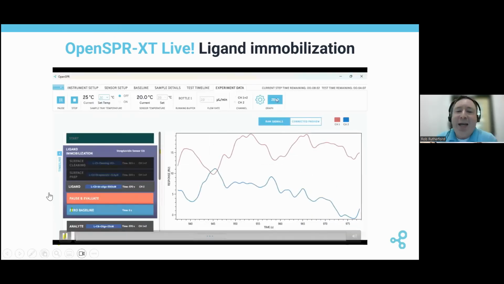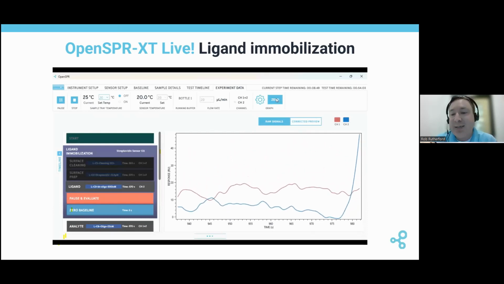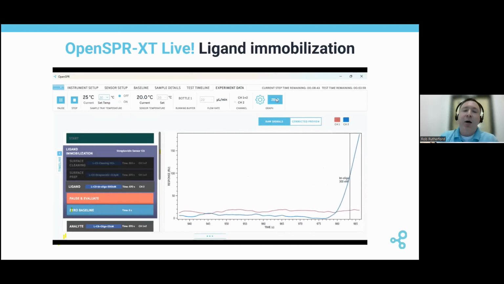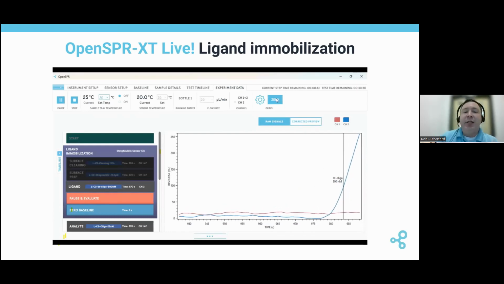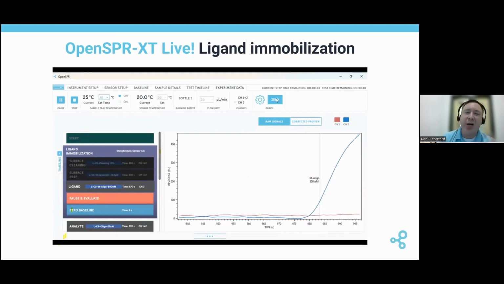So what we're looking at here is what you're going to see during an actual test. You can see here, this is the XT that I set up. On the left-hand side, you see the ligand immobilization. It walks you through what each individual step is, and when the step is completed, it grays it out. So you can see very quickly where you are in your test.